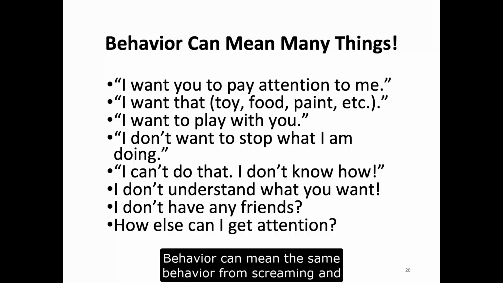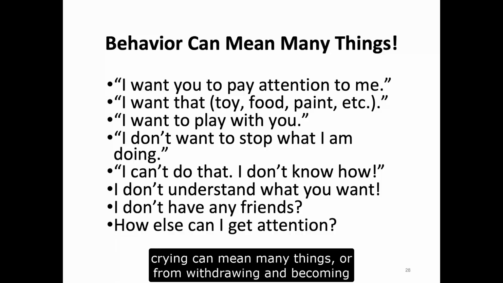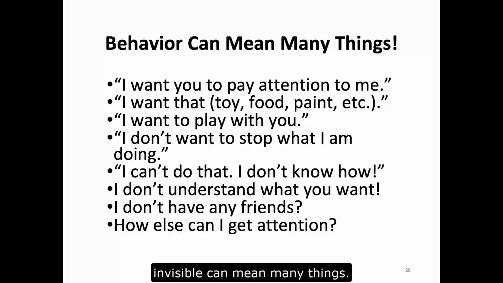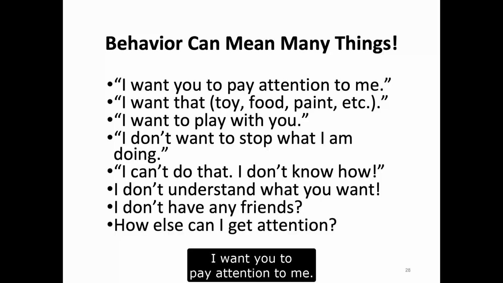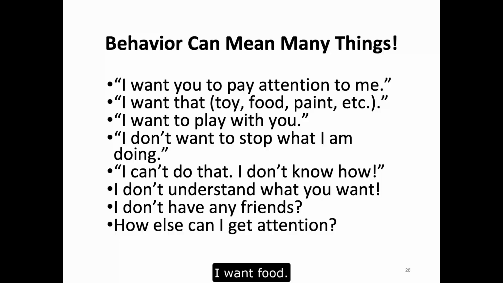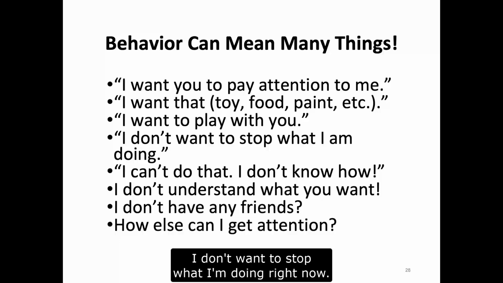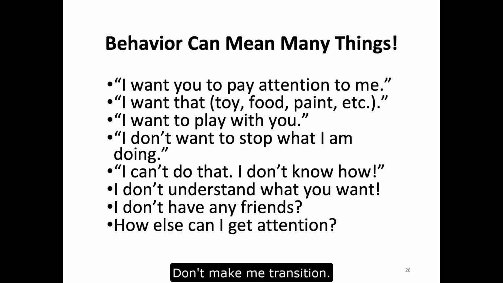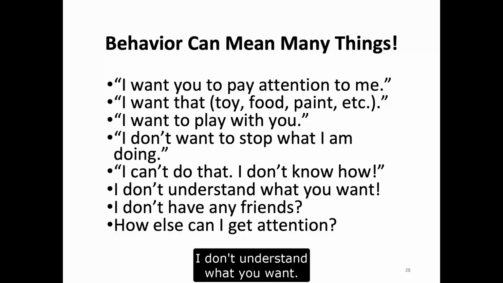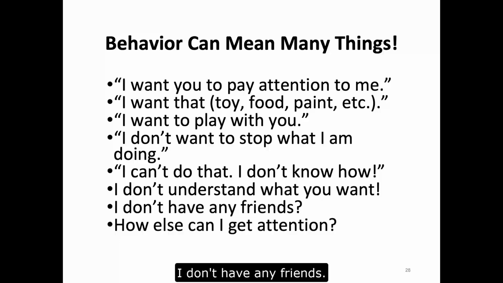So the same behavior, from screaming and crying or from withdrawing and becoming invisible, can mean many things. I want you to pay attention to me. I want food. I want to play with you. I don't want to stop what I'm doing right now. Don't make me transition. I can't do that. I don't know how. I don't understand what you want. I don't have any friends. How else can I get attention?